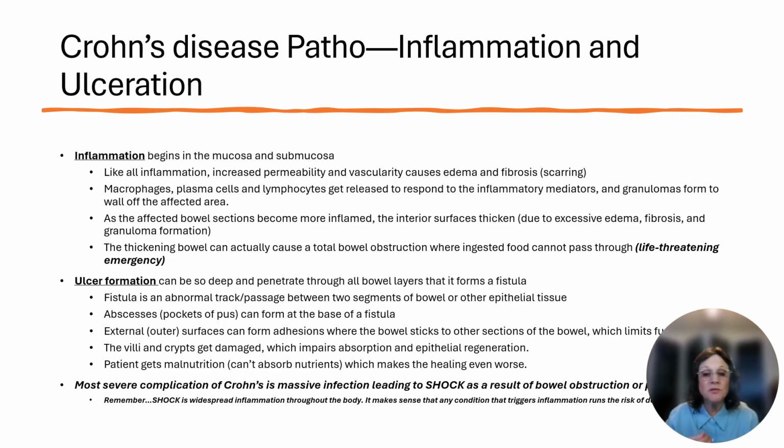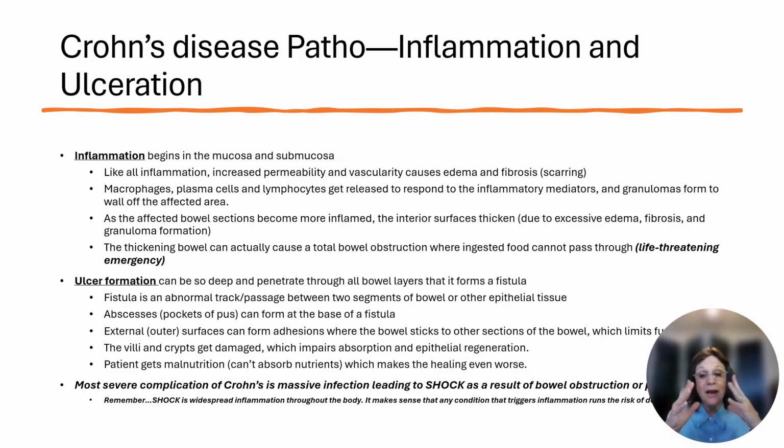In Crohn's disease, we also see ulcer formation. The inflammation can cause these ulcers to be formed that are so deep that they can penetrate through all of the layers of bowel and actually form what's called a fistula. A fistula is like an abnormal track or passage between two segments of the bowel or other tissues. They can also develop abscesses or pockets of pus that form at the base of the fistula. And on the outer or external surfaces of the intestine can form adhesions so that the bowel, again, sticks to other sections of the bowel, which is going to limit its ability to function.